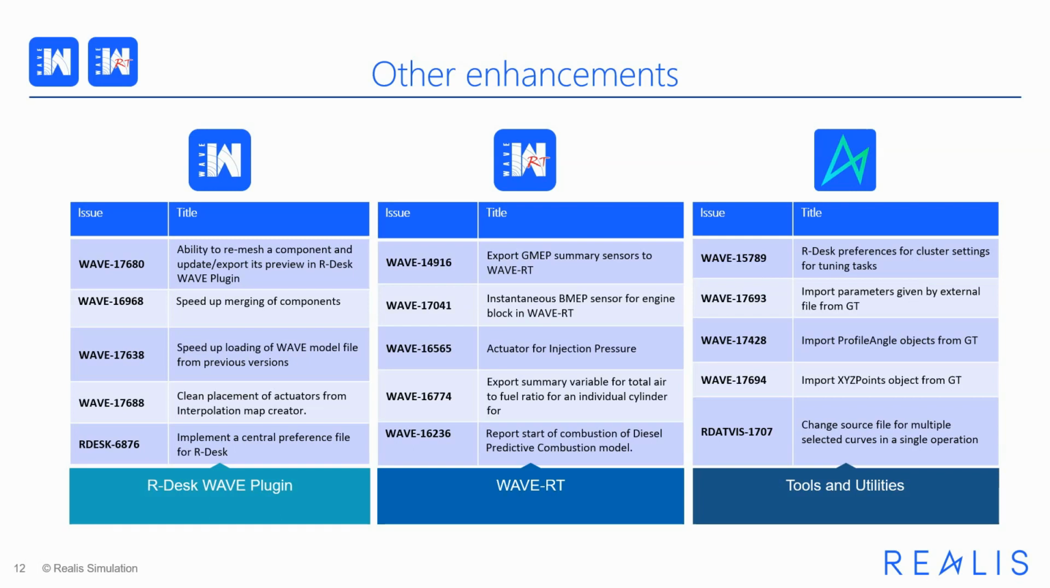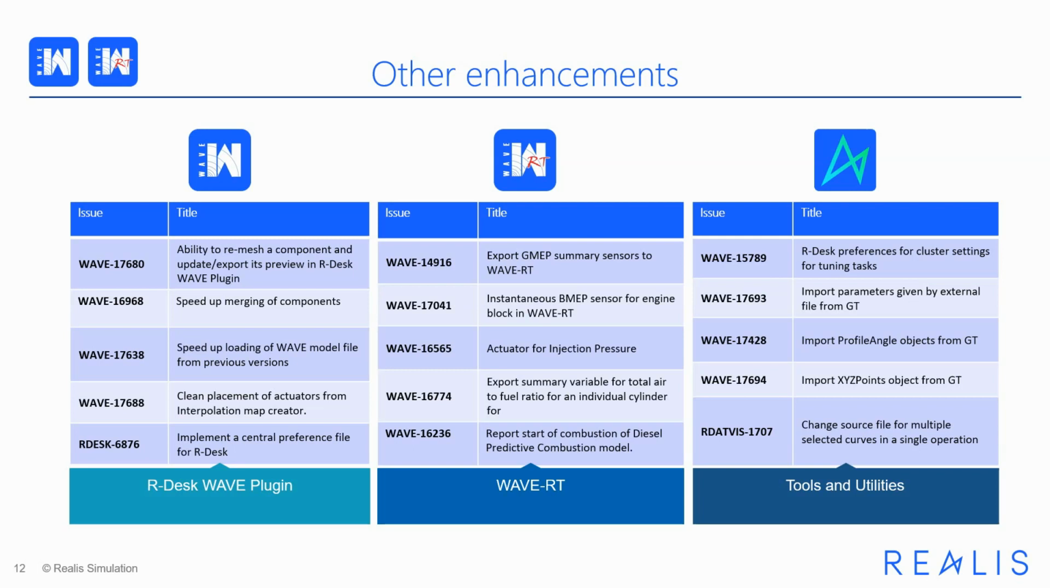The last RDesk enhancement in the table aims at organizations managing central installations. The default preferences for all RDesk plugins are now stored explicitly in a preference file available in the installation tree. This makes it possible for the IT administrator to deploy default preferences easily for all users of Realis software tools in the organization.